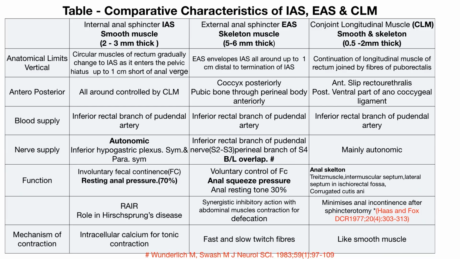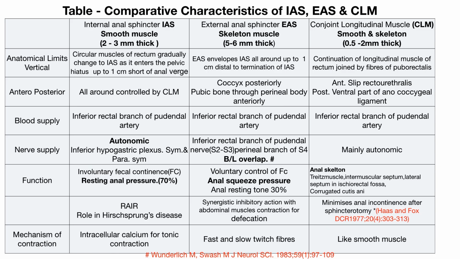You can take a picture of this slide, though a busy one, showing the different characteristics of the muscle. Only one thing I would like to mention: if you take the muscles only, of the resting anal pressure, 70% is from the internal sphincter and 30% from the external sphincter. That is for the muscle part only. And how is the resting anal pressure so high?